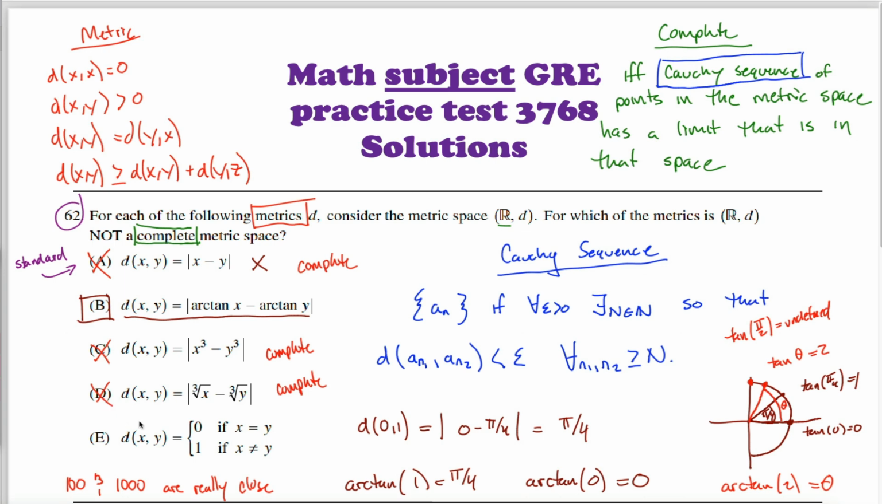Same logic for D. I think E is a little bit more interesting, especially if you're not familiar with this discrete metric. The idea here is that distance between any 2 points is equal to 1 unless those 2 points happen to be the exact same number. If you haven't seen this, convince yourself that it satisfies all these criteria for being a metric, and then think about how you could show that it's complete.